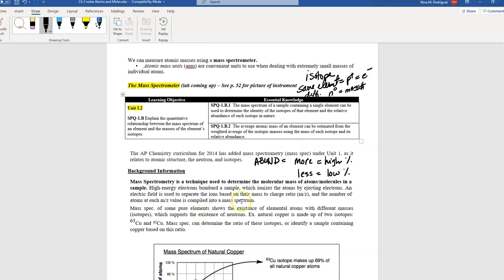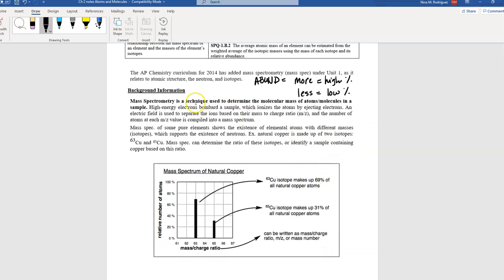So mass spectroscopy is an instrument that uses masses to separate the samples of the same element. They use high energy electrons to bombard a sample, which ionizes the atoms by ejecting electrons. Then it uses an electrical field to separate the ions based off their masses and charges. That's what's called the mass to charge ratio. So a mass spec of some pure elements shows the existence of elemental atoms with different masses, aka isotopes.